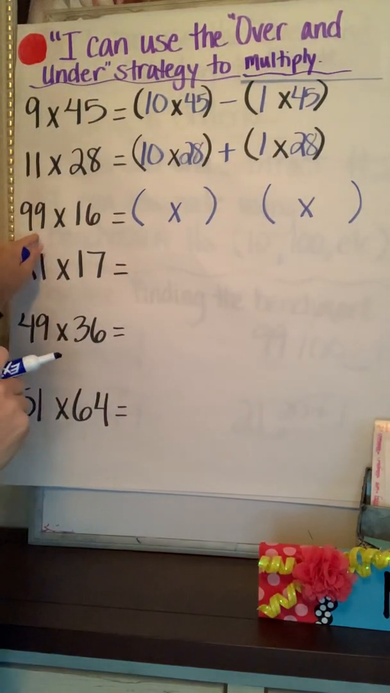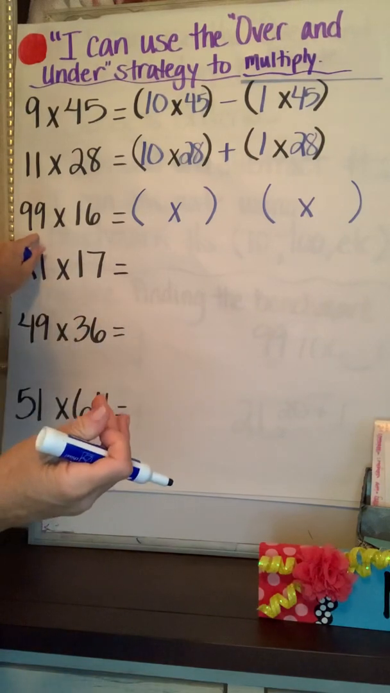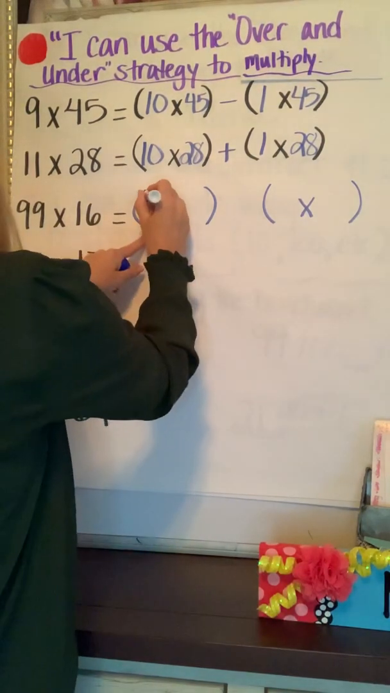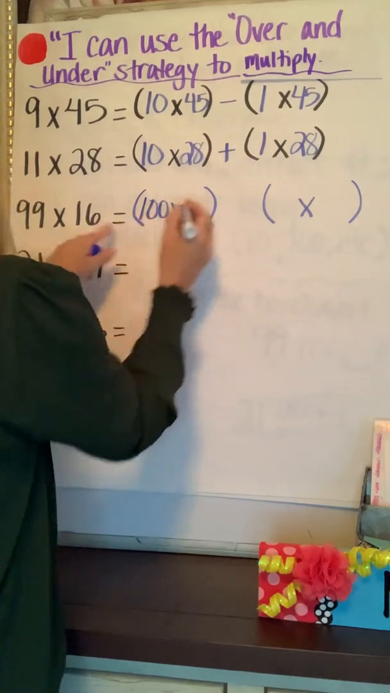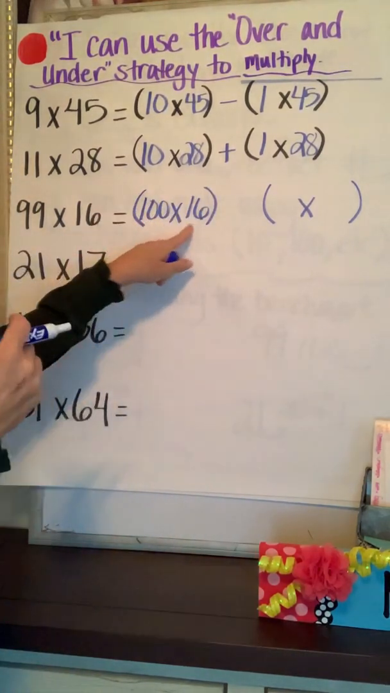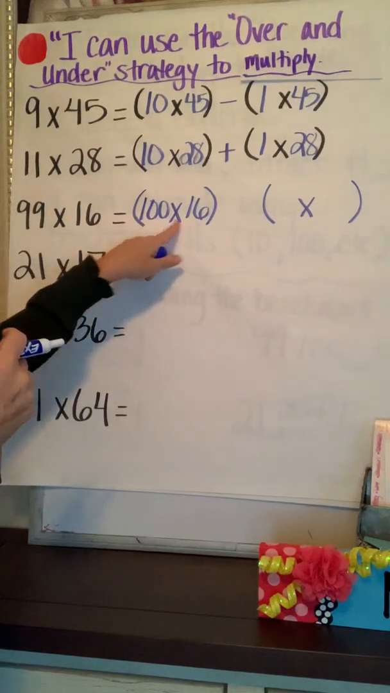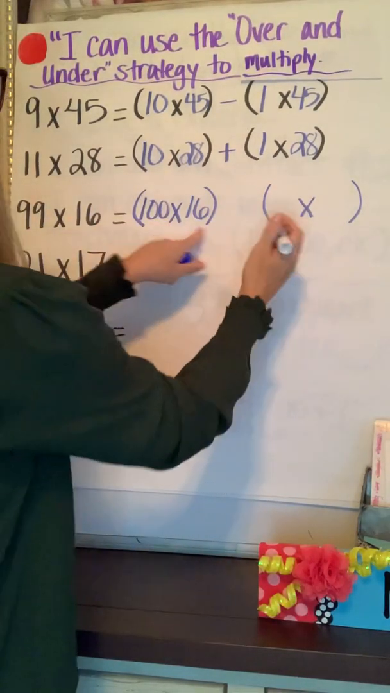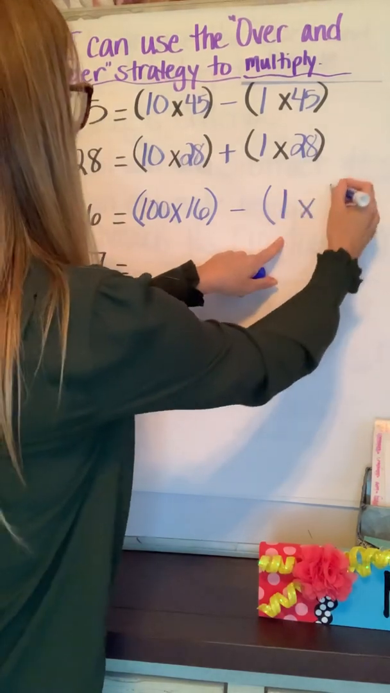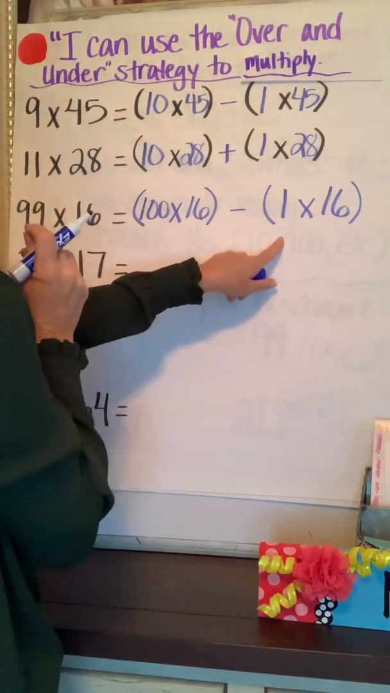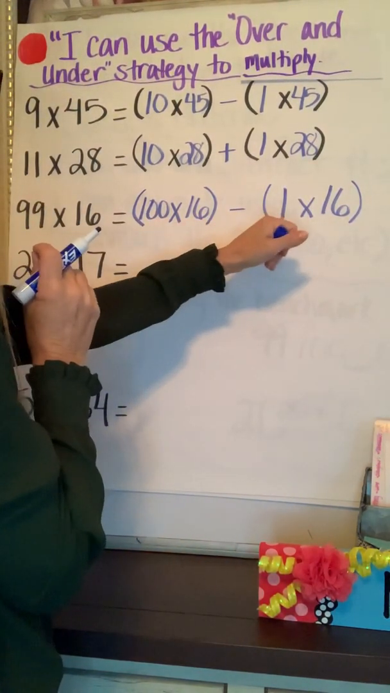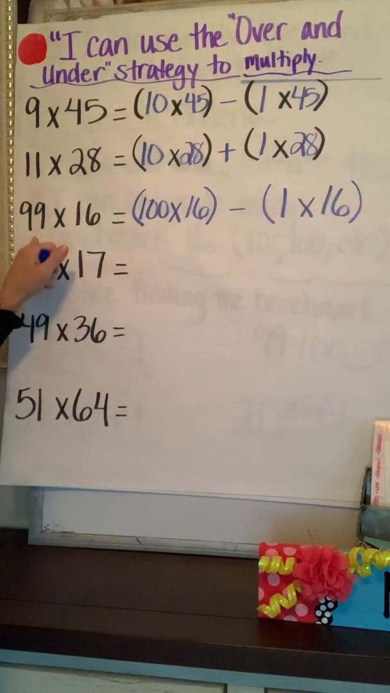99, now I'm going to choose my benchmark. Close to 99 would be 100. 100 is a nice benchmark. So 100 groups of 16, but uh-oh, that's too many. I just went over the number, which means I have to go back down 1, so minus 1 group of 16. So you can see 100 minus the 1 would get us back to the 99.